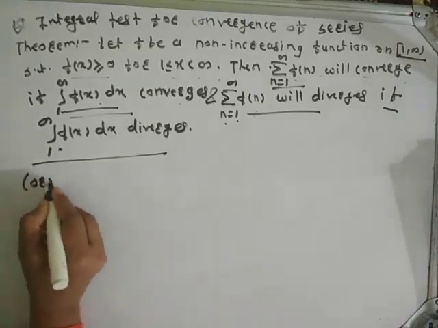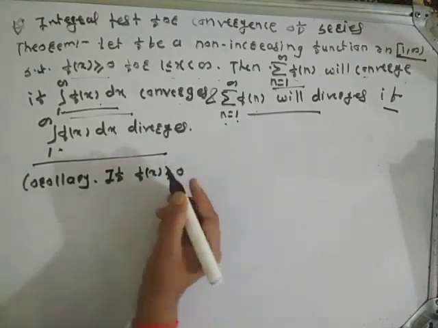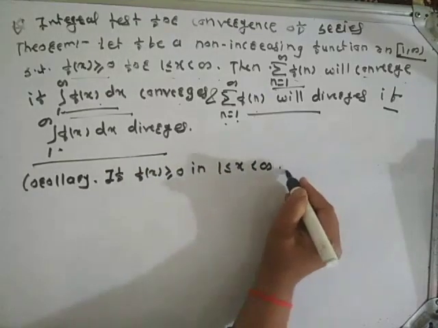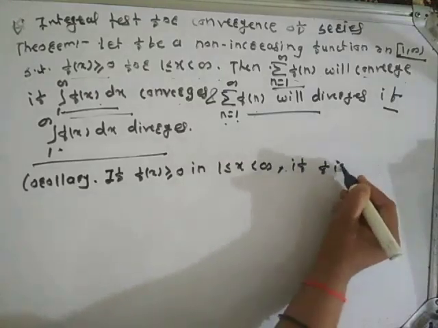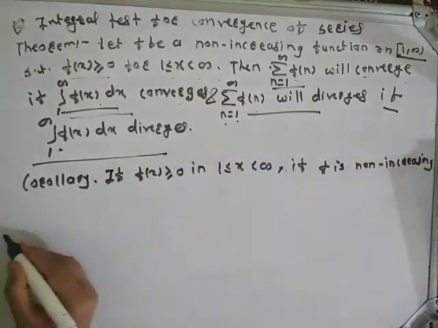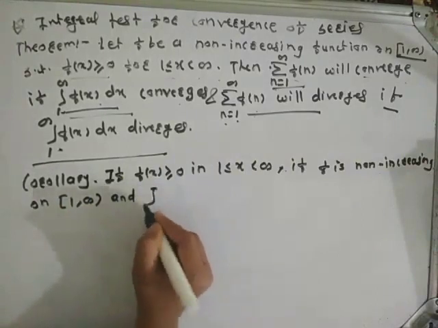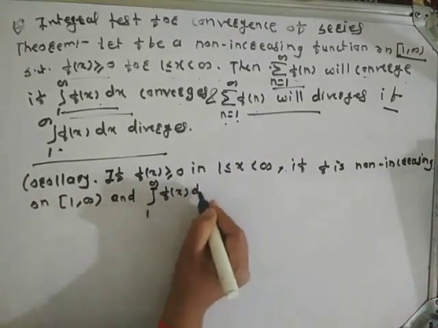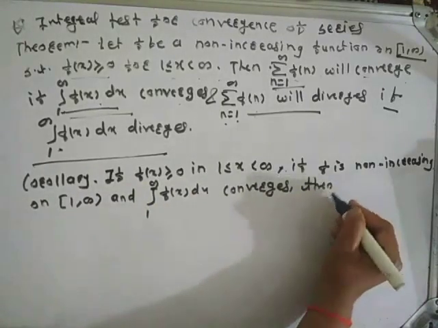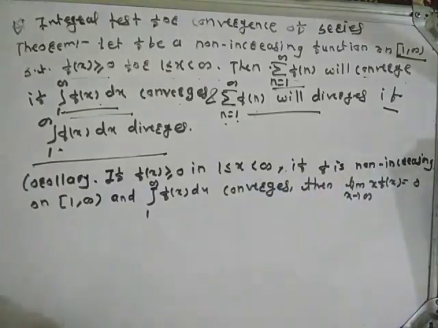Let us write down one corollary. If f of x is greater than or equal to 0 for 1 is less than or equal to x strictly less than infinity, if f is non-increasing on closed at 1, open at infinity, and if integration 1 to infinity f of x dx converges, then limit x tends to infinity x into f of x is equal to 0.